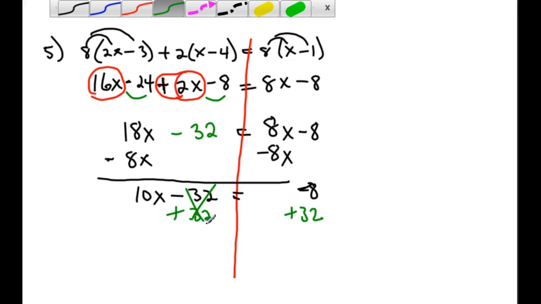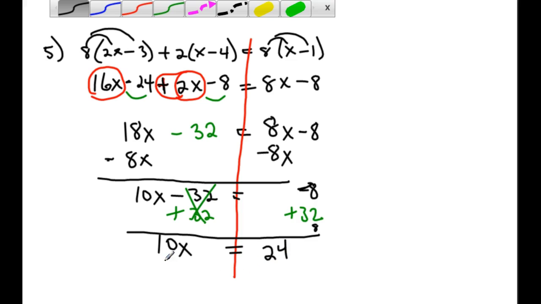This makes no constants, no regular numbers. And all I'm left with is 10x on this side. These are 0, so there's no more constants. Equals whatever negative 8 plus 32 is. Okay, 8 negatives cancel out 8 of these positives. I mean, there's still going to be a bunch more positives. There should be 20. Let's see. Subtract 8, 24.